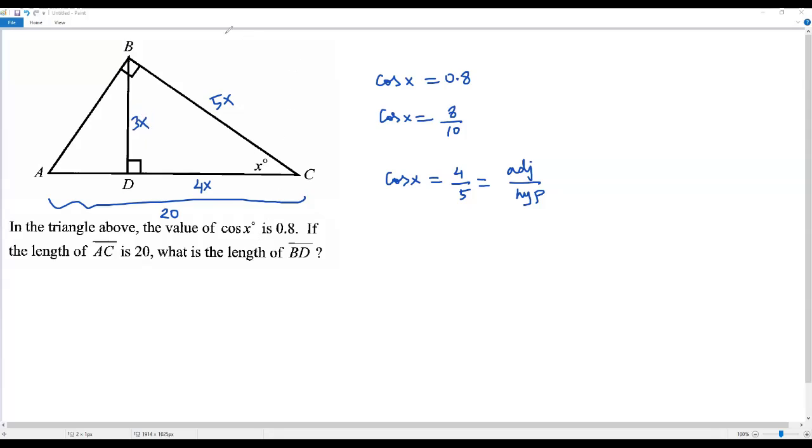Okay, now let me consider the same cosine x, the value 0.8, for this right triangle ABC, because here we have a right angle over here. Considering this angle measure x, in this complete triangle ABC, this side is the opposite side because it's opposite to the angle measure x. This is the hypotenuse, which is opposite to the right angle, and this is the adjacent side. Now let me write the same cosine x equals 4 over 5, which is adjacent over hypotenuse.